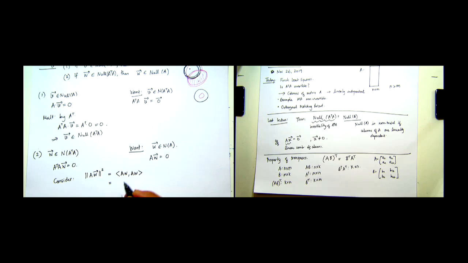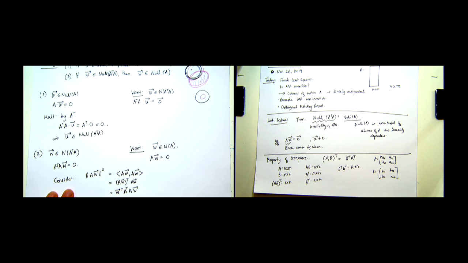So if I have now the magnitude of AW squared, I can write this as an inner product, right? The magnitude of a vector squared is exactly the inner product. What is this inner product? This is AW transpose AW. Now I can use my transpose property to write this as W transpose A transpose A W.